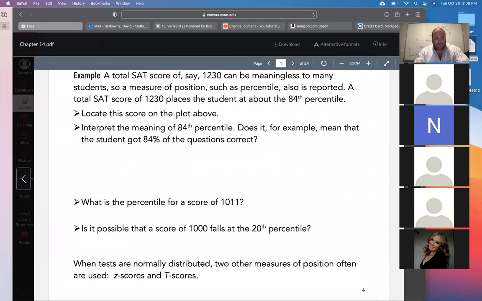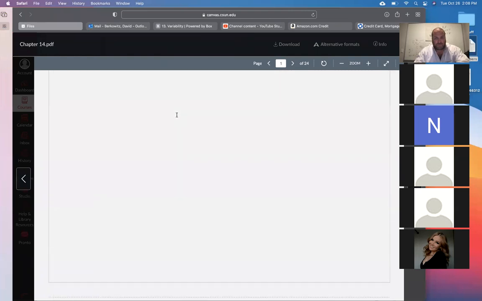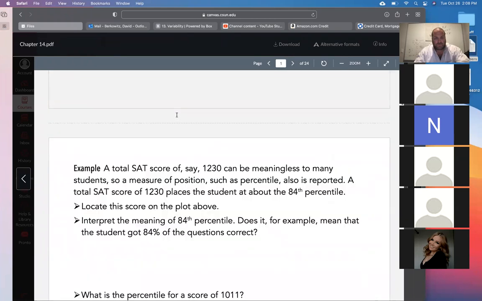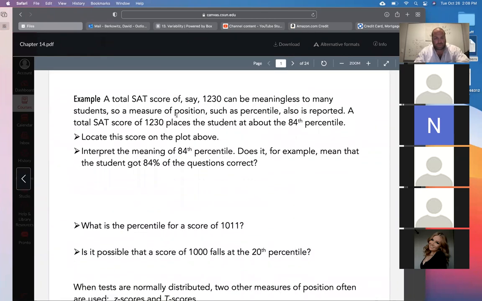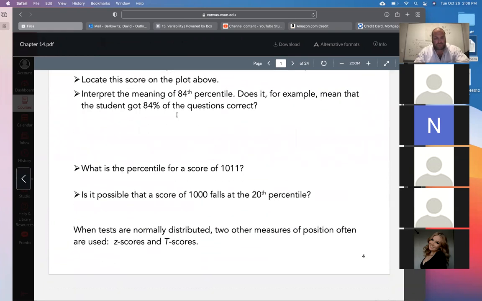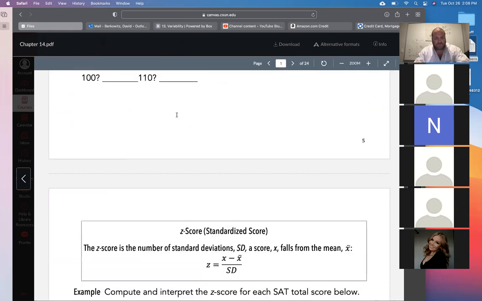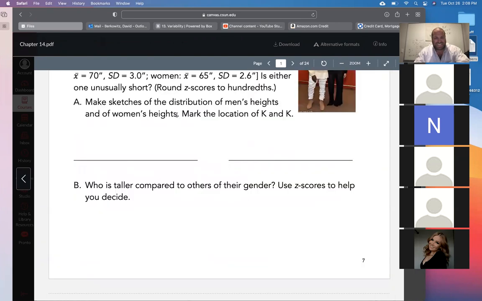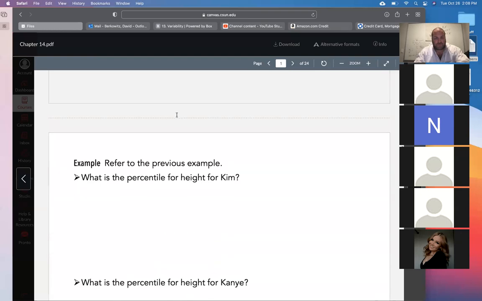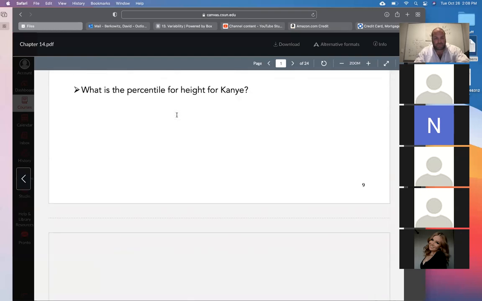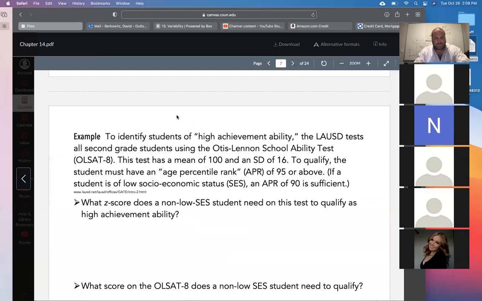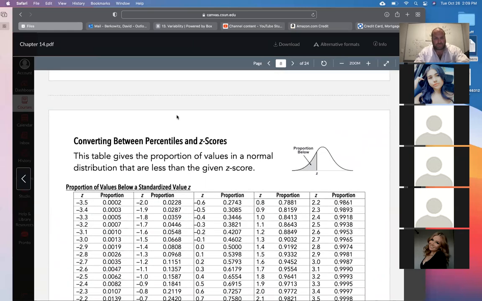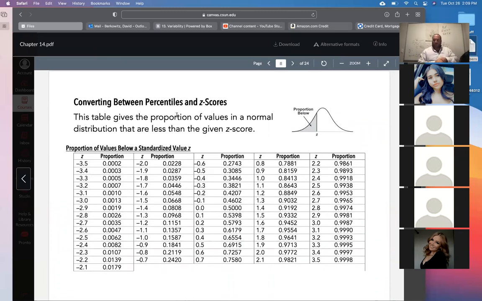We did a normal distribution. We did percentiles. We talked about z-scores. Well, we didn't talk about t-scores yet, but we certainly talked about z-scores. We did the whole Kim Kanye example. That was always fun. And which page do we end up with? I think we stopped on page 8. Okay, yes, certainly page 8.